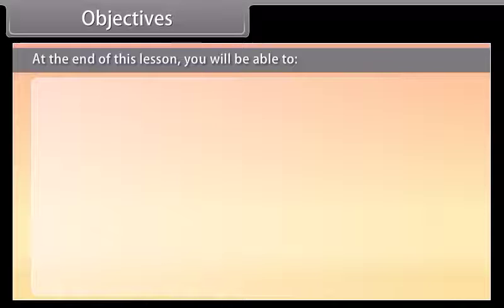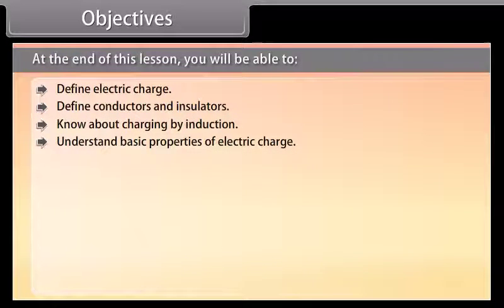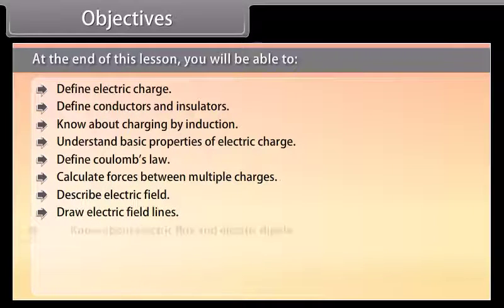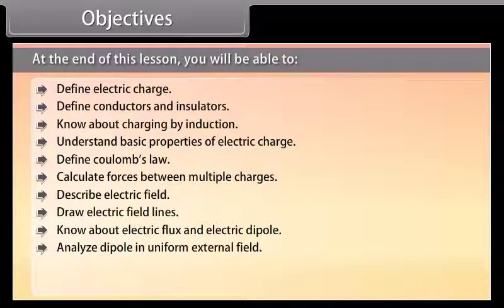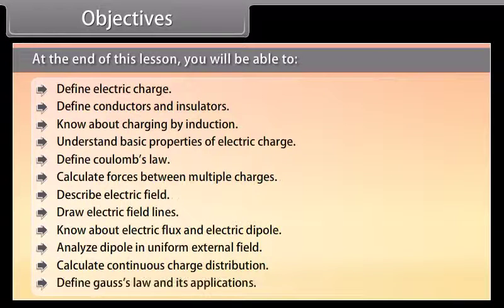Objectives. At the end of this lesson, you will be able to define electric charge, define conductors and insulators, know about charging by induction, understand basic properties of electric charge, define Coulomb's Law, calculate forces between multiple charges, describe electric field, draw electric field lines, know about electric flux and electric dipole, analyze dipole in uniform external field, calculate continuous charge distribution, define Gauss's law and its applications.